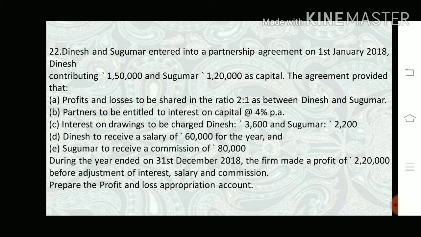And then go to the debit side. On the debit side, interest on capital account: Dinesh's capital is 1,50,000, so interest 4%, 1,50,000 into 4/100, we get 6,000. Then Sukumar capital account 1,20,000, rate of interest 4%, so 4/100, so we get 4,800. 6,000 plus 4,800, totally 10,800 for both the partners interest on capital. Then salary to Dinesh 60,000, commission to Sukumar 80,000.